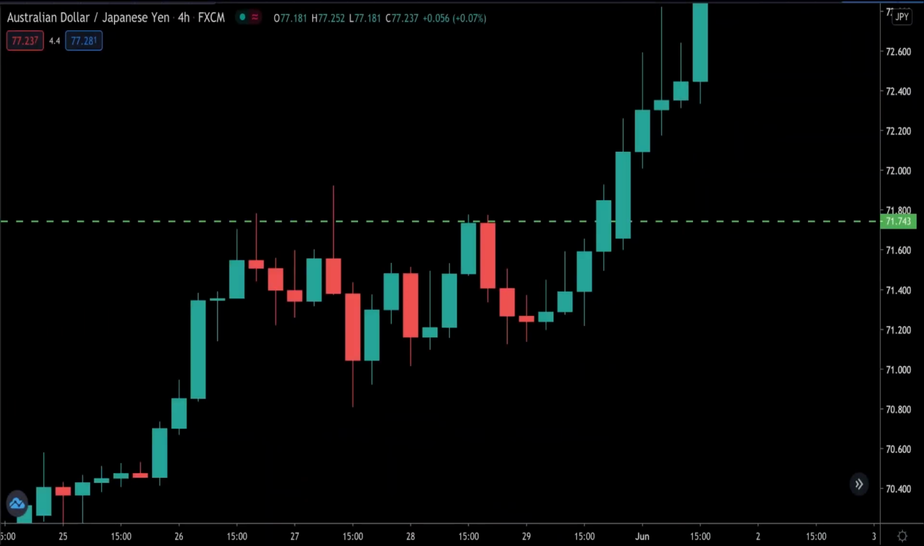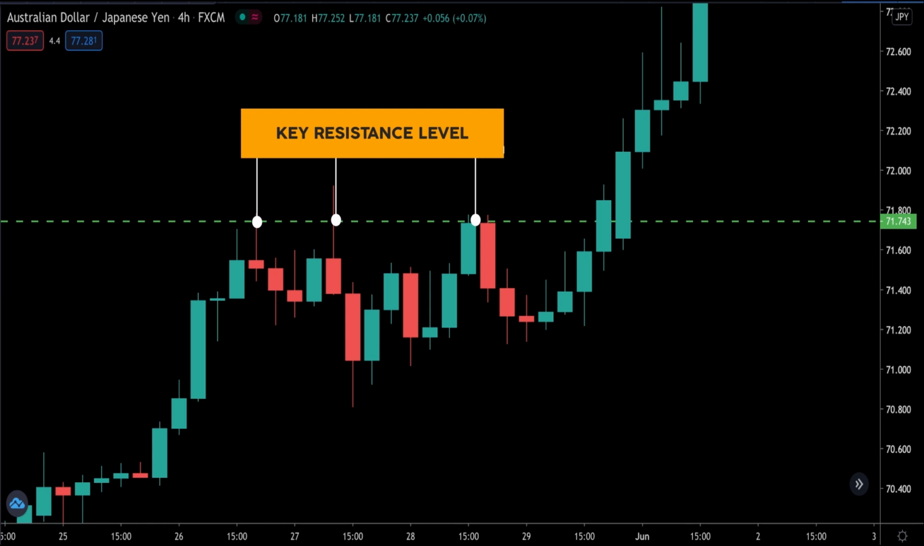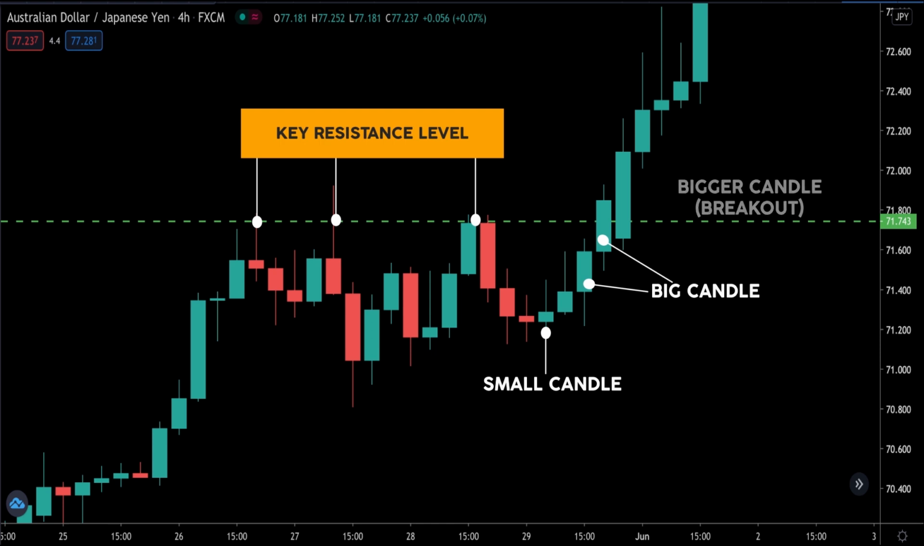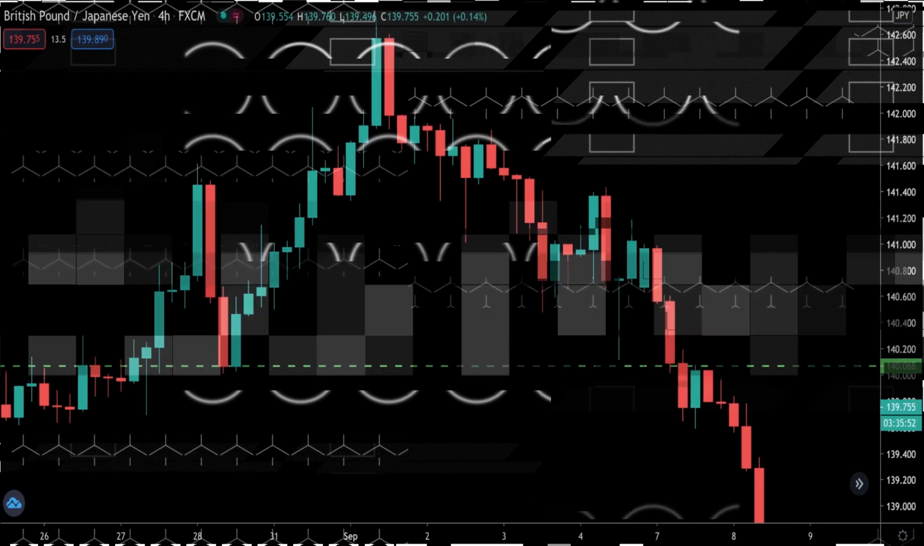This is the Aussie Yen chart, and if you look at the historical levels, you will easily identify this key resistance level. Watch how price approaches the key level. We have a small candle followed by a big candle into the key level. This shows that price is approaching the level with momentum, and thus it is more likely that this level will break. There's also no price action reversal signs.